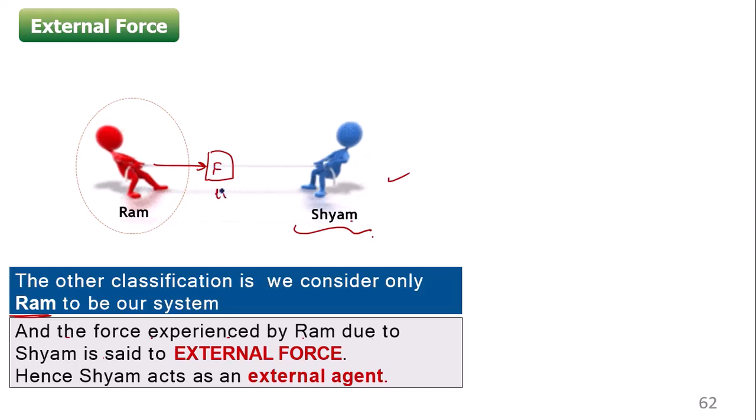Okay. So there are two classifications, internal and external. An external force means a force that has been given by some other particle who is not part of our system. Why? Because I have the authority to decide the system. I decide the system to be Ram itself. So Ram is taken as the system, which means Sham is outside the system. So whatever force is applied by Sham on Ram is purely external.